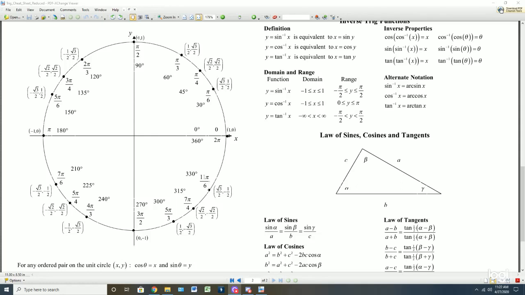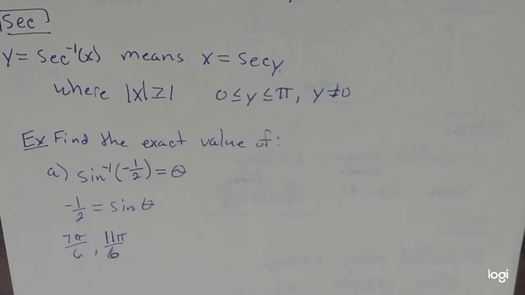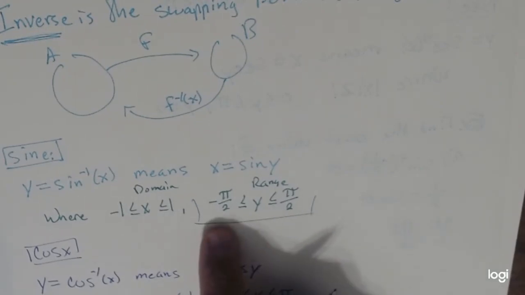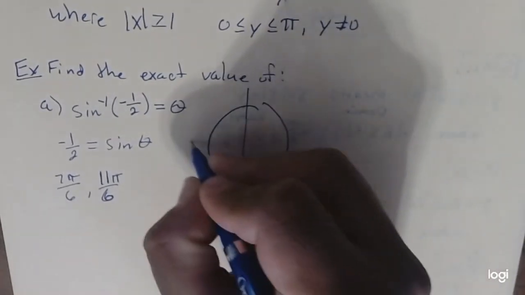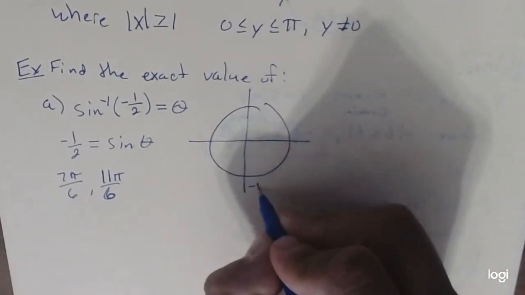But we have a problem, right? Because what was the range of sine inverse? The range of sine inverse was bound between -pi/2 and +pi/2. So what you kind of want to do is, if I draw the unit circle, the only numbers I can choose from are bounded between here.